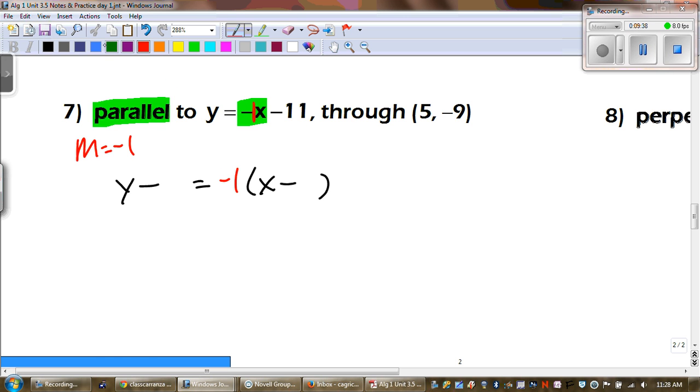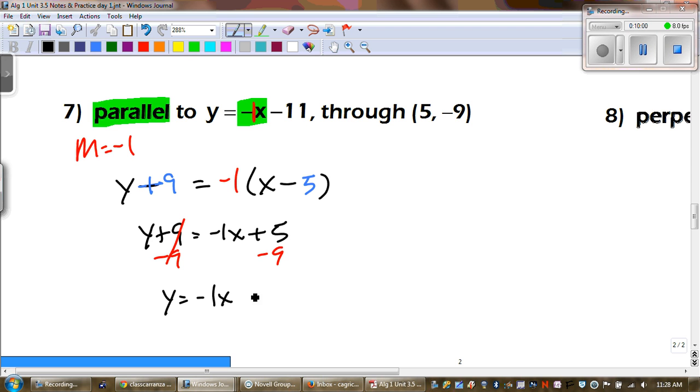That's where our slope goes. This changes to a positive 9 and minus 5. After you distribute, you get negative 1x plus 5. And subtract the 9 from both sides. You're left with y equals negative 1x minus 4.